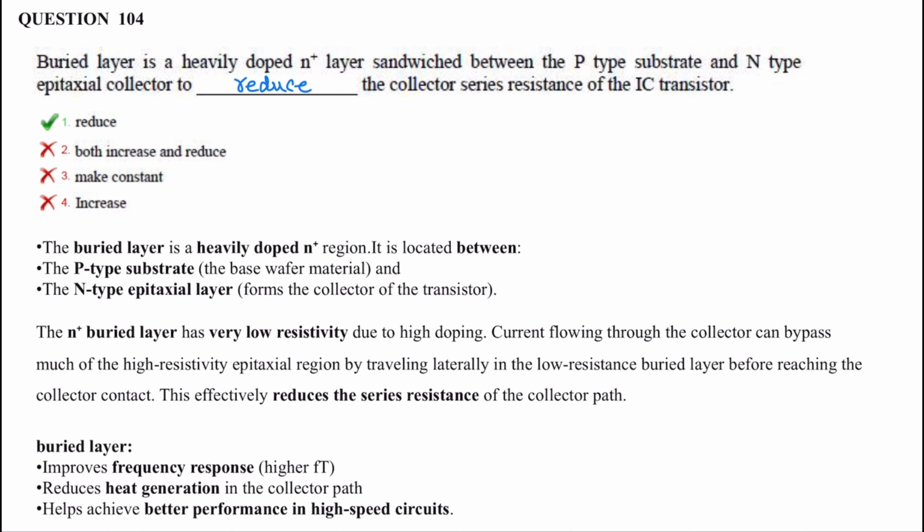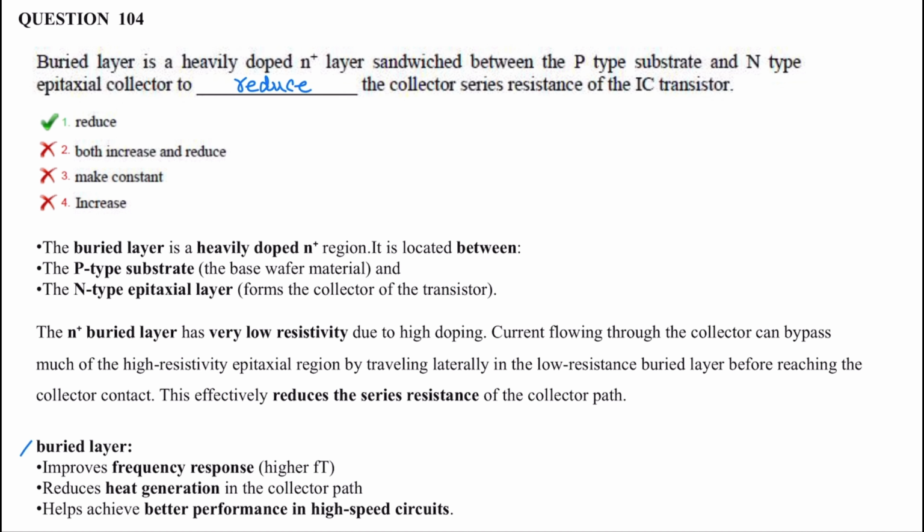This N plus buried layer has very low resistivity due to high conductivity. Current flowing through the collector can bypass much of the high resistivity epitaxial region by traveling laterally in the low resistance buried layer before reaching the collector contact. This effectively reduces the series resistance of the collector path.